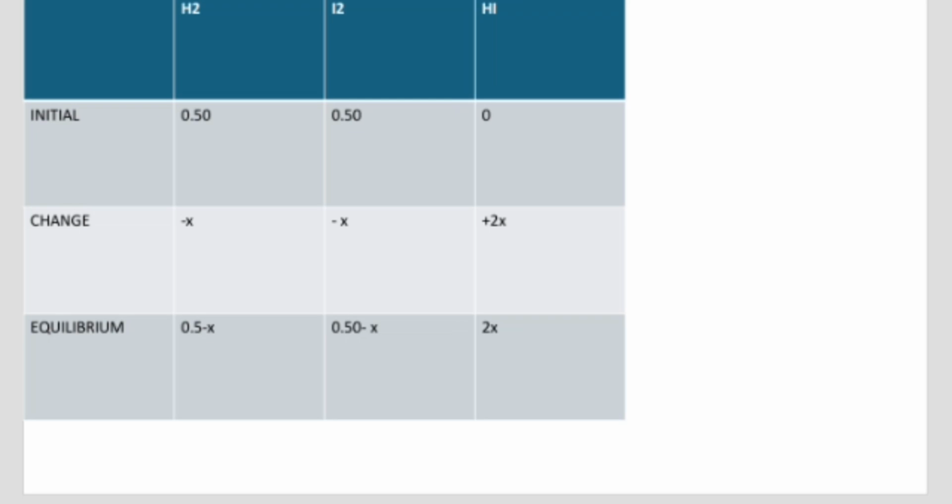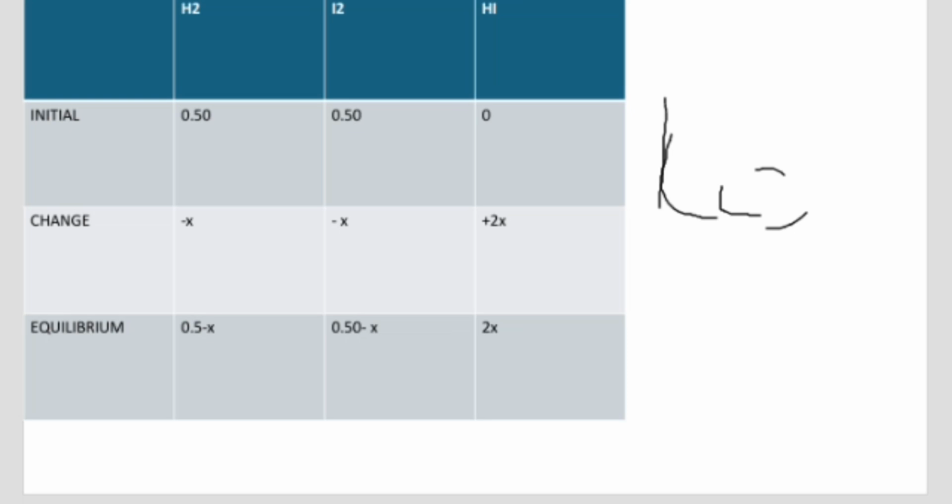Now again, how do we find the value of x? We find the value of x by substituting in the Kc expression. That's why the first step was writing the Kc expression, which was something like Kc is equal to [HI] squared over [H2] times [I2]. Now, instead of writing the Kc, we replace the values.